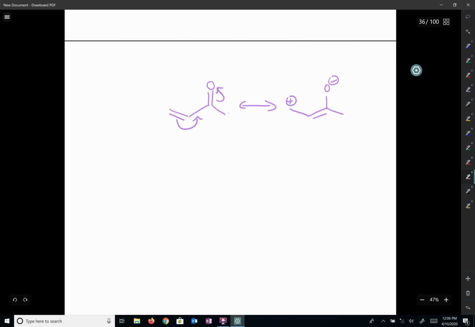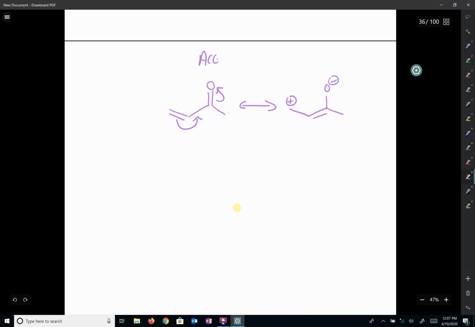Now, it's not going to happen in every case. We're going to need some kind of electronegative atom to handle that negative charge, right? And we're going to need a system of conjugated pi bonds. Remember, the pi bonds need to talk to each other, otherwise we can't draw the resonance structures. If we can't draw the resonance structures, then we can't accept in a nucleophile. Here's what I mean.